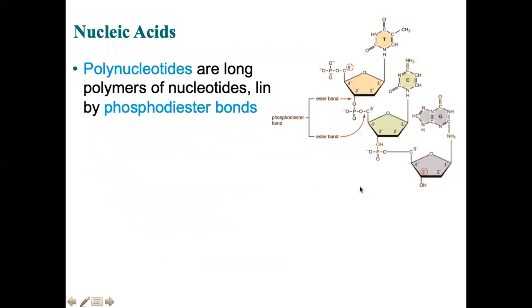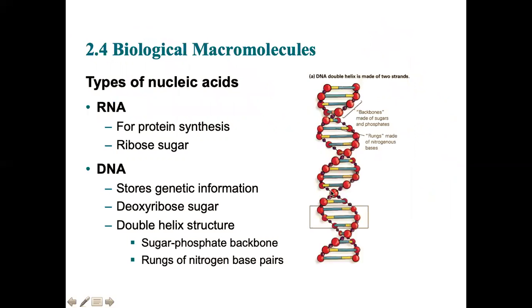Let me go back to the previous slide. So sugar, phosphate, and then the nitrogenous base. And you take all of these and you string them along together, and that's one side of the DNA. And then we call it a double helix because it has this other side. DNA is made up of 2 strands of polynucleotides. RNA is actually just one strand of polynucleotide.